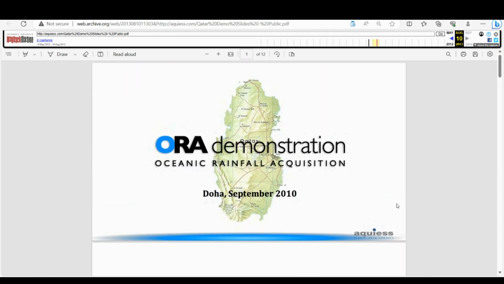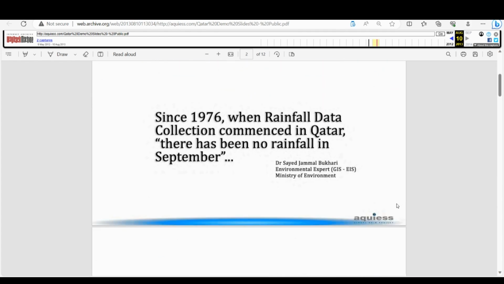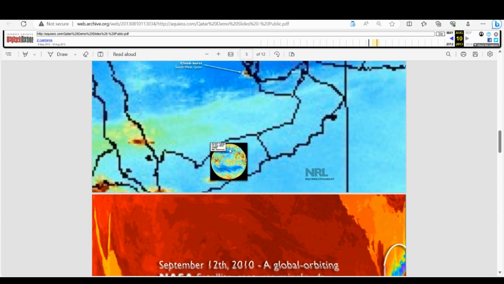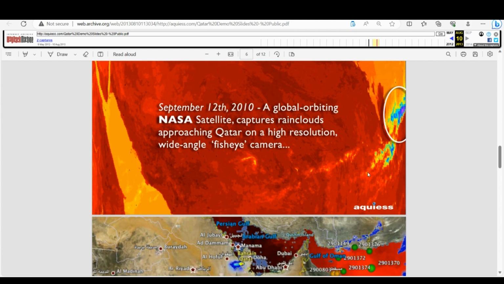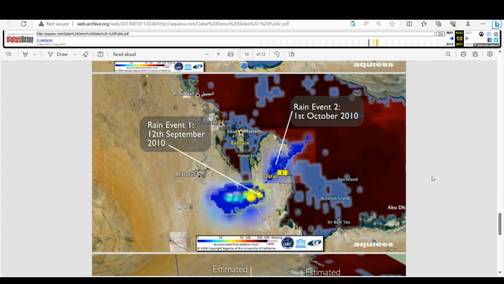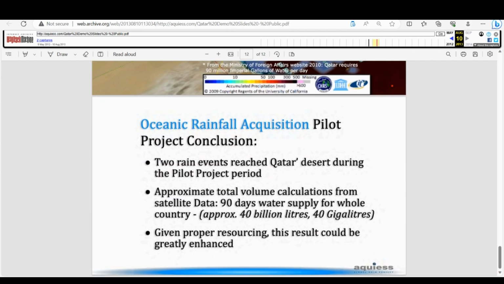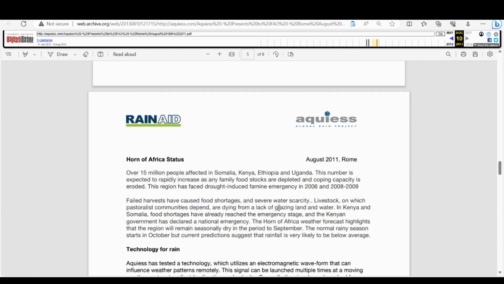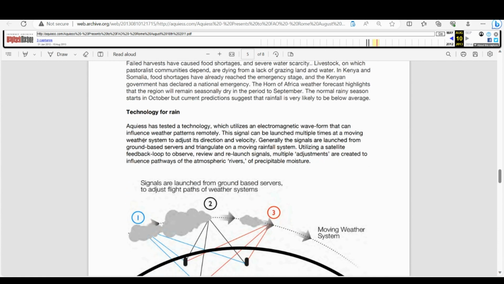And this is another file here that talks about oceanic rainfall acquisition. And this is talking about Qatar, and they very proudly boast about bringing rain to this area, several rain events. And I'll put links in the descriptions to all of these different articles here. But it talks here in this whole RAINAID information about technology for rain.